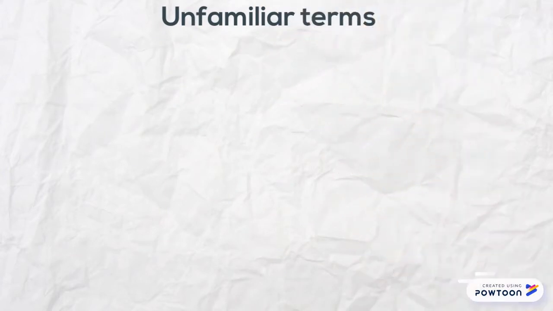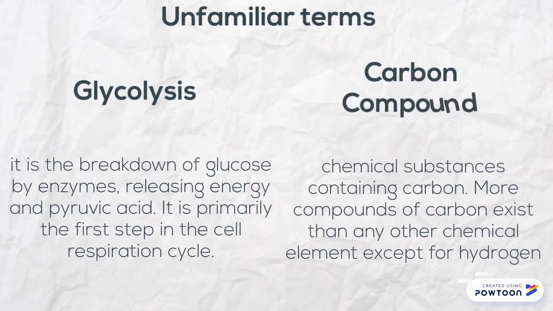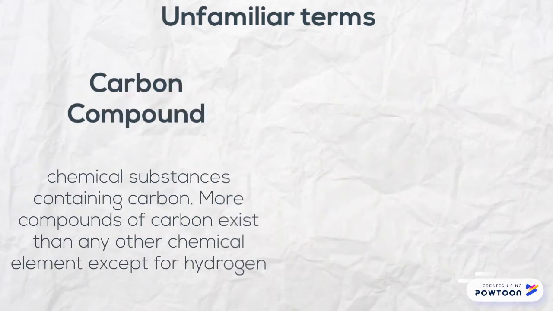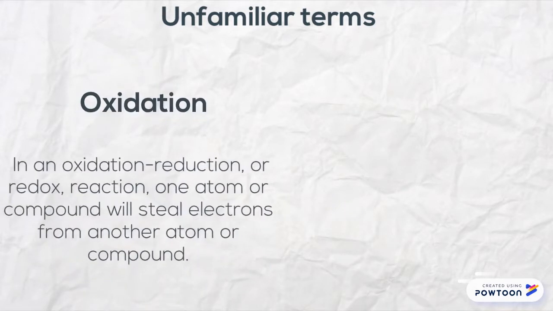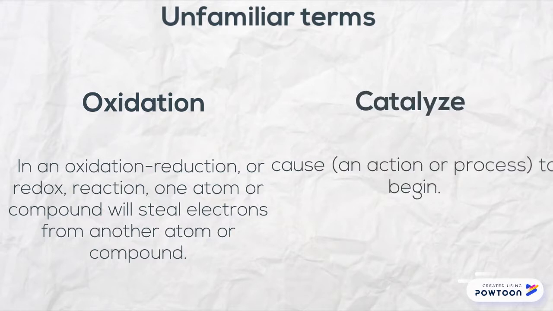Unfamiliar terms. Glycolysis: it is the breakdown of glucose by enzymes, releasing energy and pyruvic acid. It is primarily the first step in the cell respiration cycle. Carbon compound: chemical substances containing carbon. More compounds of carbon exist than any other chemical element except for hydrogen. Oxidation: in an oxidation-reduction or redox reaction, one atom or compound will steal electrons from another atom or compound. Catalyze: cause an action or process to begin.